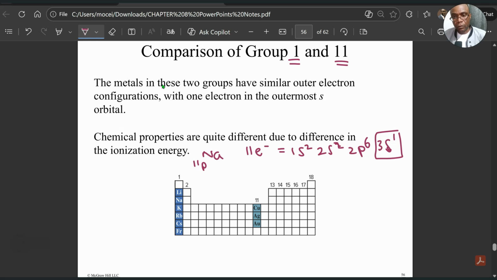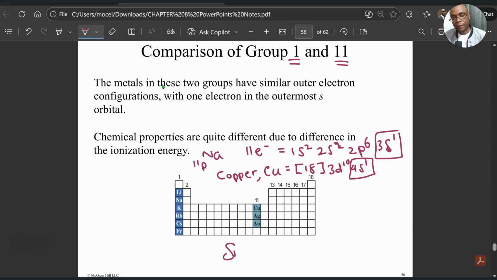Now, if I take copper, which is Cu, this one has atomic number 29. So I'm going to use the shortcut of argon to take care of 18. And then it's going to go to 3d10 4s1. That is for copper. Again, you see, you have an s1.